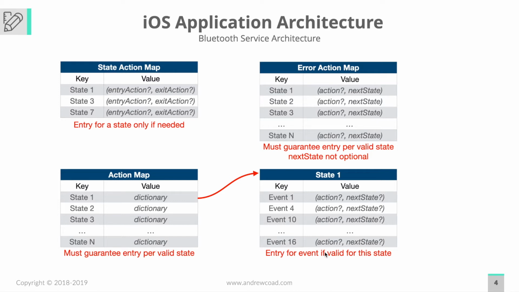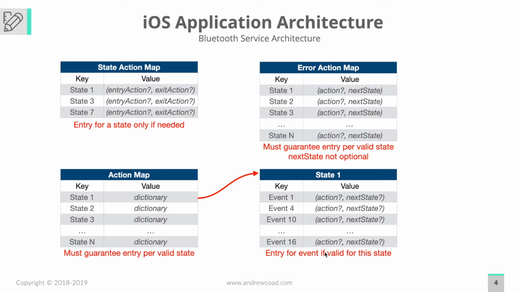Going quickly through the tables, the state action map has an entry for any state where either an on entry or an on exit action or both is required. Where there is an entry, the value in the map is a Swift tuple containing two functions, each of them optional. For the error action map, there is a mandatory entry for every state. The map entries are also tuples containing an optional function and a non-optional next state.